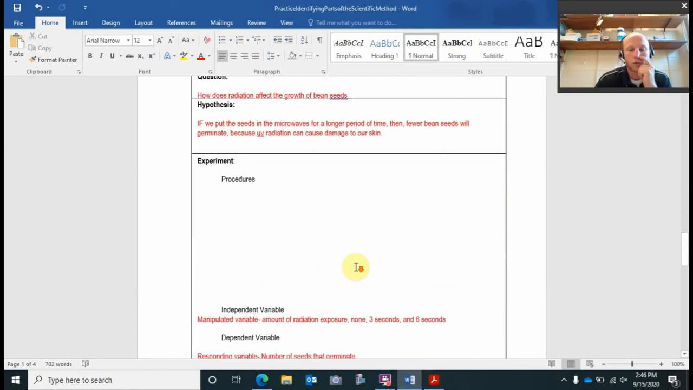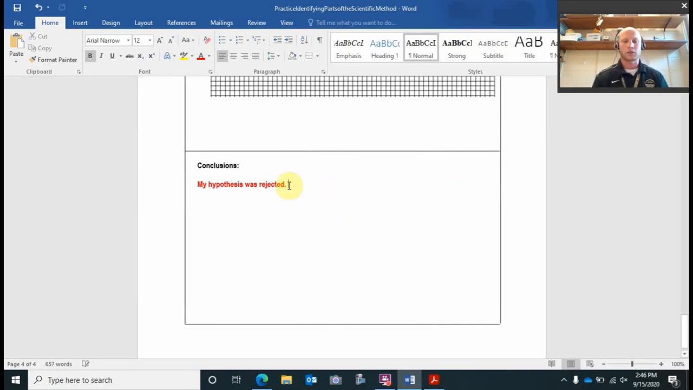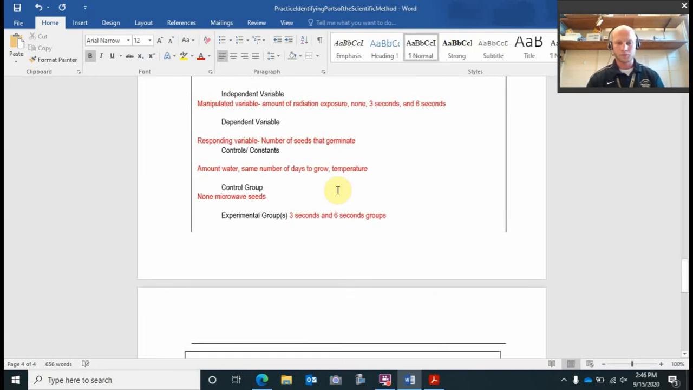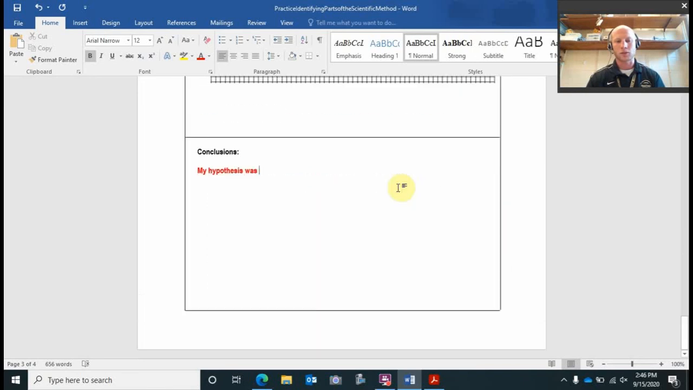All right, so what's something we can talk about here? Was our hypothesis accepted or supported? I believe it was supported. What was it? If we put the seeds in the microwave for a longer time, then fewer seeds will germinate. So I believe that was true. The group that we put in there for the longest amount of time only had 26, and then the group that was in there for 3 seconds had 54, and then the group that didn't have any at all was at 88. So I would say that's some pretty good proof.